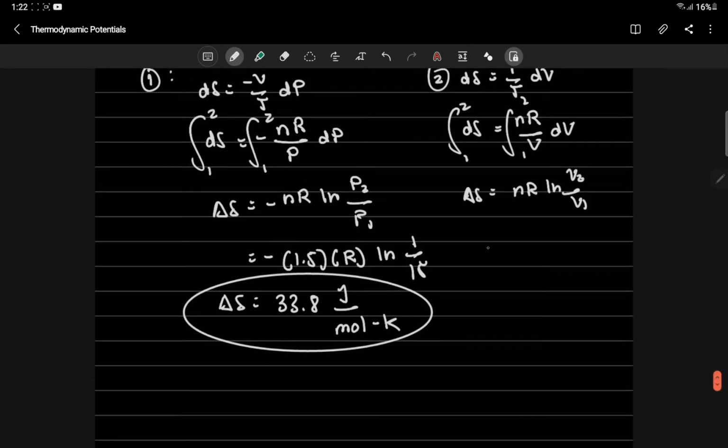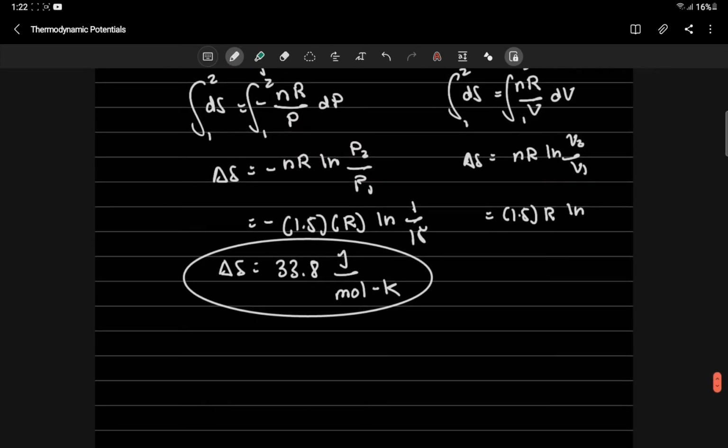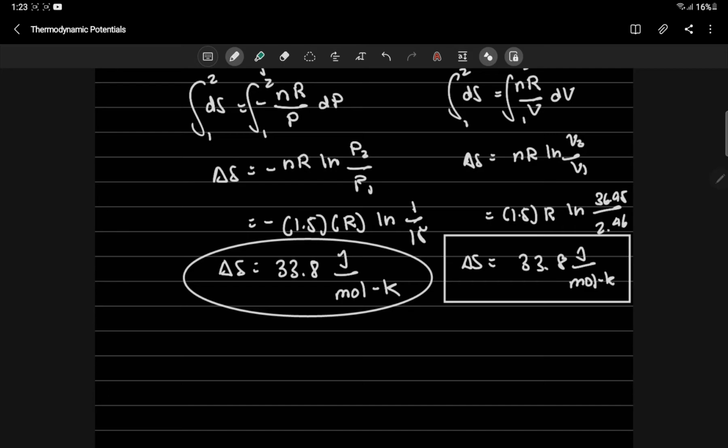Okay? n is 1.5. R is 8.314. ln of V2 over V1. Ano yun? V2, 36.95. V1 is 2.46. So, ang lalabas dito will be also 33.8 joules per Kelvin mole. Okay, so ibig sabihin, equivalent lang, parehas lang yung dalawang equation na to. And in fact, yung relation na to, this one and this one, they are related. Ibig sabihin, pwede mong convert yung pressure dun sa volume. And that's because of Boyle's law.